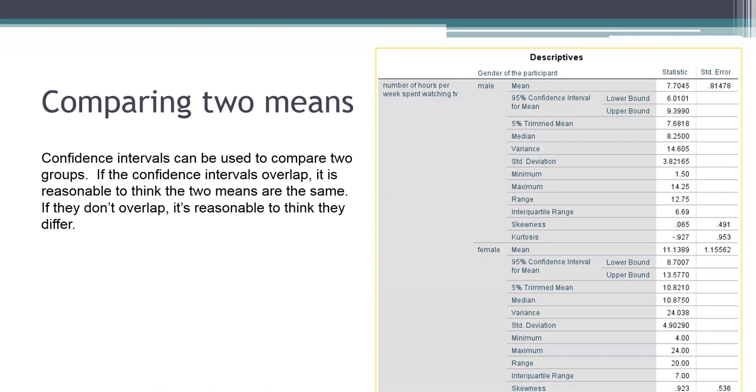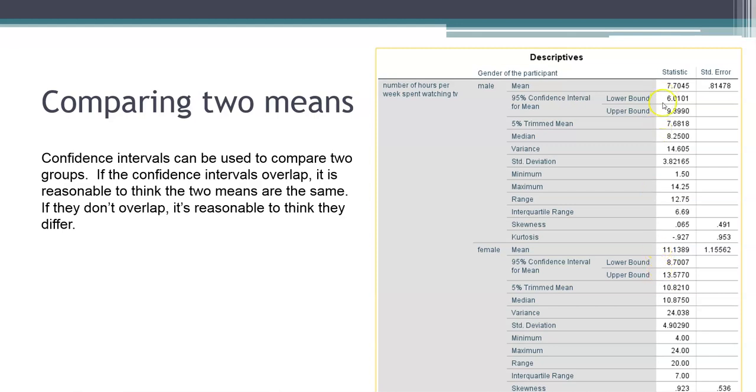We can also compare two means, and the way we do that is we look to see if those confidence intervals overlap. If they overlap, then we think they might be the same. But if they don't overlap, then that's pretty good evidence that the two means differ from each other. So here we've got the number of hours spent watching TV per week broken down by male versus female. And we've got that the interval for males is that they watch between 6.01 and 9.399 hours of TV per week. Whereas for females, that interval is 8.7 up to 13.577 hours per week. So it looks like females are watching a little bit more.